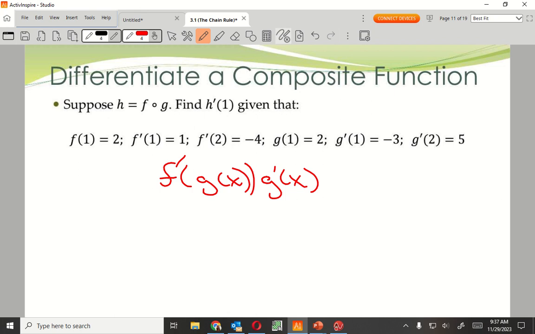Yeah. Okay. So now if we're gonna do it as 1, it's gonna look like this. It's gonna be f prime of g of 1 times g prime of 1. Okay.